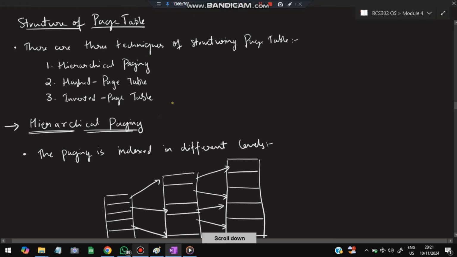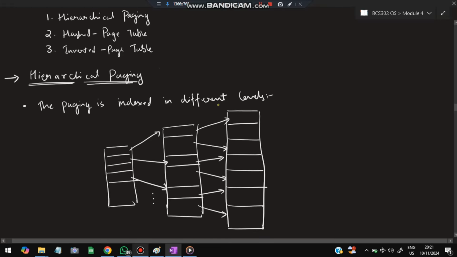Hierarchical paging will have different levels. The pages are indexed in different levels, meaning there will be one range, and from this range to this range there will be more expansion present here. This kind of paging is called hierarchical paging.